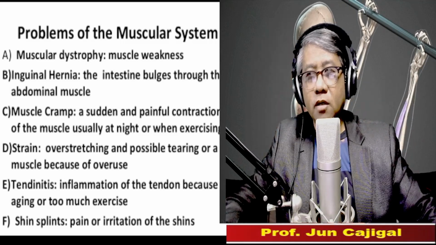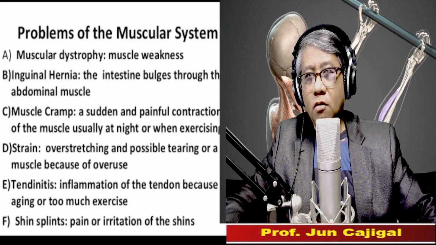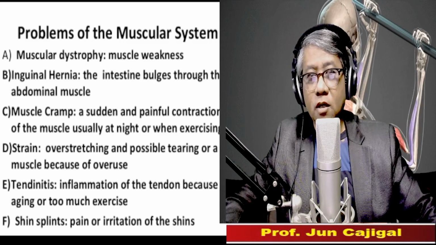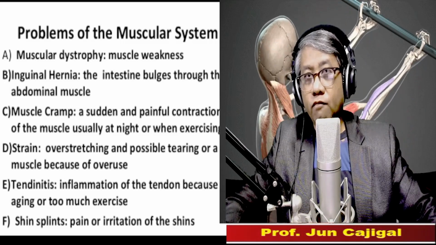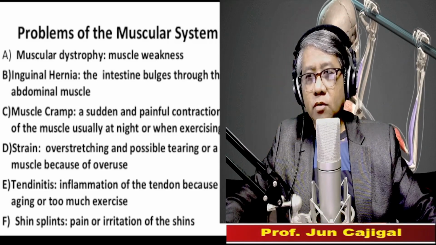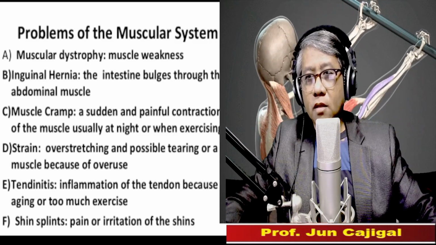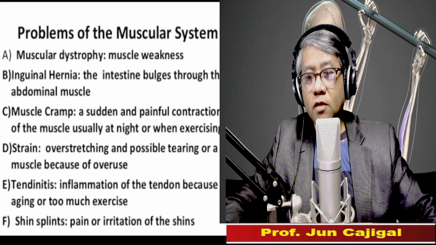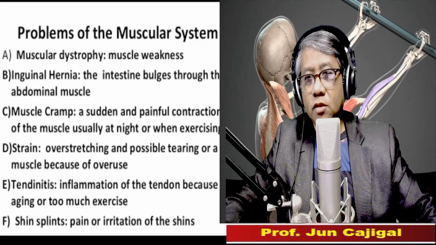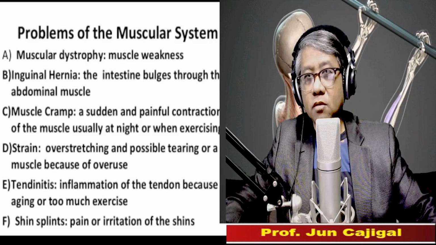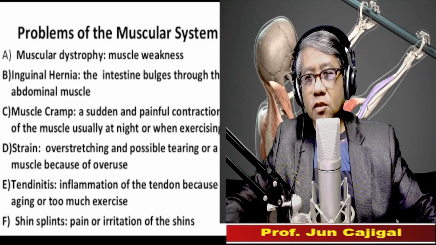Then we have muscle cramps, which involves a sudden and painful contraction of the muscle, usually at night or when exercising. Then we have strain, which involves overstretching and possible tearing of the muscle because of overuse. Then we have tendinitis, which involves the inflammation of the tendons because of aging or too much exercise. And lastly, we have shin splints, which involves pain or irritation of the shin.